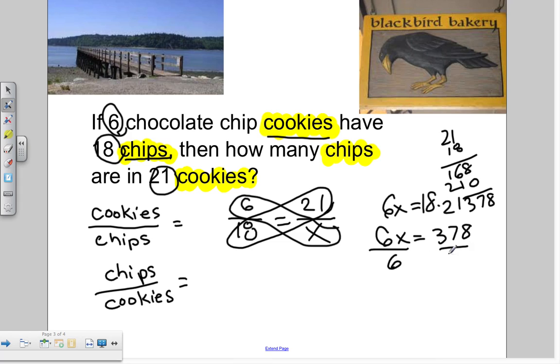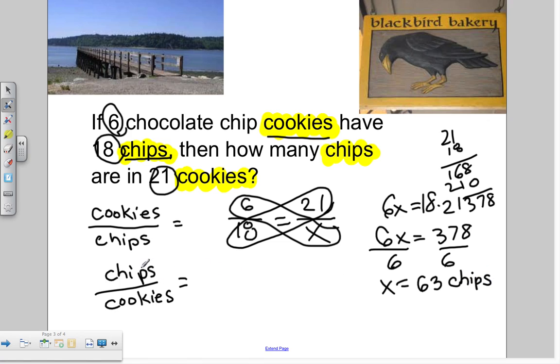Divide by 6, divide by 6. And because I did this problem already once, I know this division problem gives me 63. Well, what the heck did I get here? So go back to your problem and say, okay, x was here, that's going to be 63. And trace it back to my words. Oh, okay, 63 chips. So now I can label my answer properly.